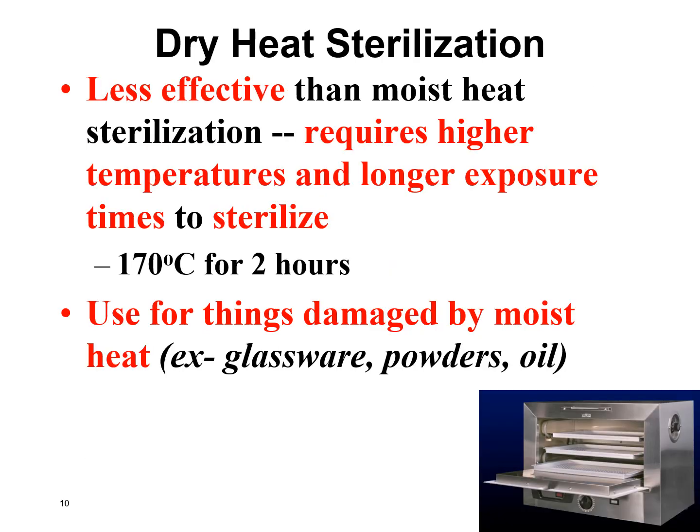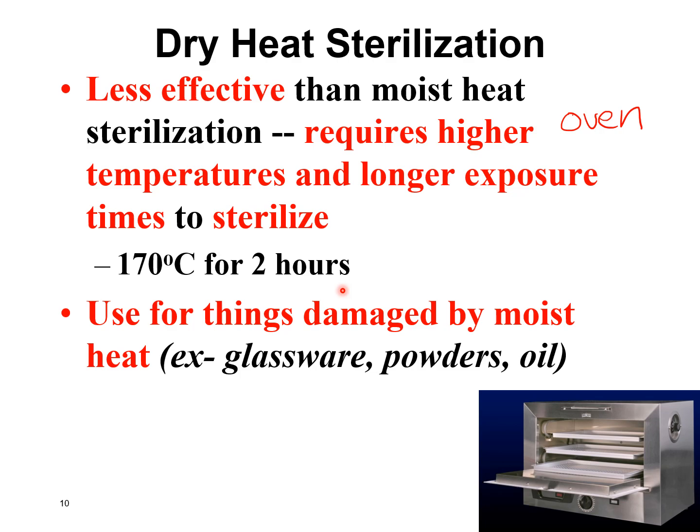Okay, and our last form of heat we can use is a dry heat. And this is an oven that's being shown here. And this oven is actually used in manufacturing. So this is not something you'd see being used in a hospital or a clinic. And it's going to require a much higher temperature and also a much longer time to sterilize things and kill all of the microorganisms. So you can see that you'd be reaching 170 degrees Celsius instead of 121 degrees Celsius like for an autoclave, and it would take 2 hours to kill everything.